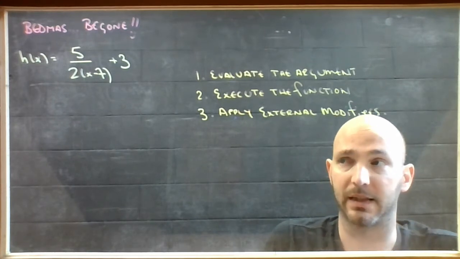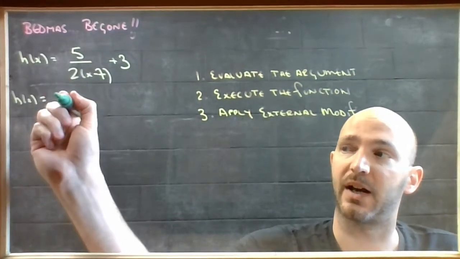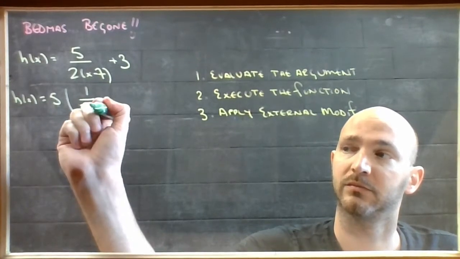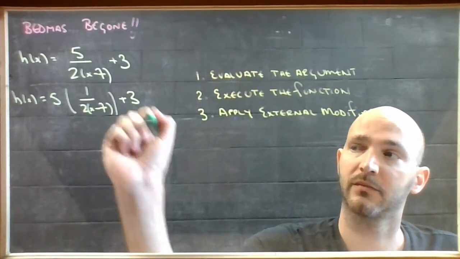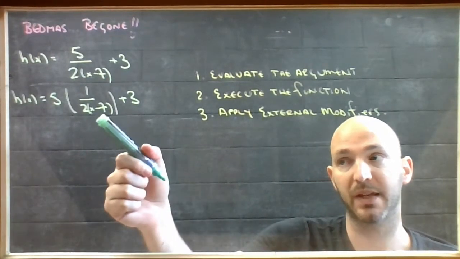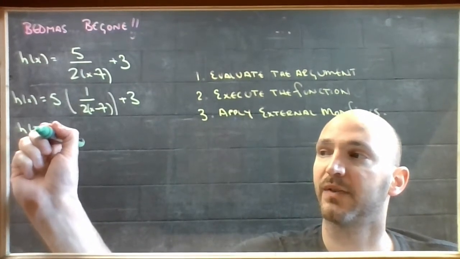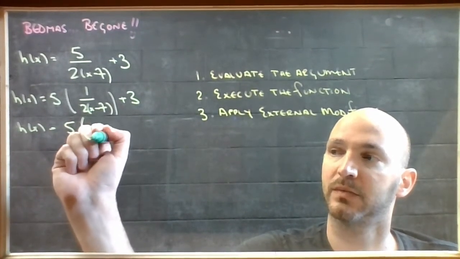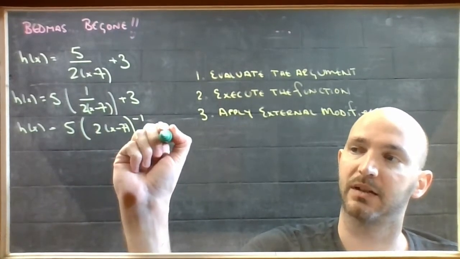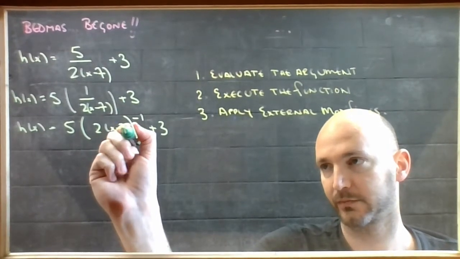So I'm going to rewrite this so that it looks like all the rest of the functions we've had. We pull that 5 out in front. And then I'm going to use negative exponent notation to pull this thing out of a fraction, so it doesn't look like a fraction at all. It would be h of x equals 5 times (2 times (x minus 7)) to the negative 1, plus 3. And if I do that and use better penmanship, there we go.